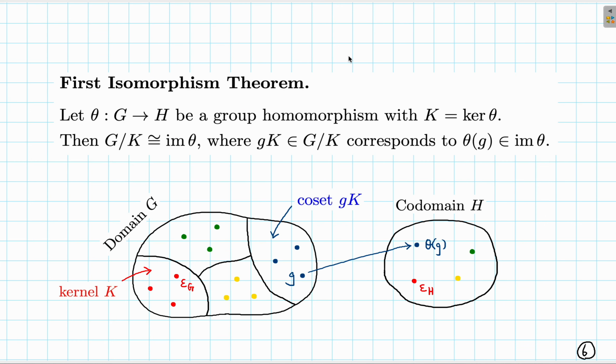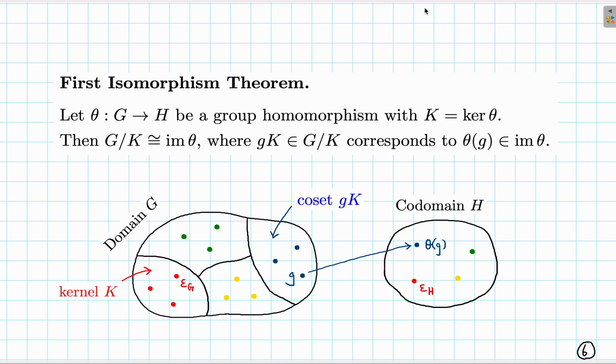Now here's the theorem that generalizes what we just observed in our example. It's called the first isomorphism theorem, which states the following. Let theta from G to H be a group homomorphism with K being its kernel. Then the quotient group G mod K is isomorphic to the image of theta, where the coset gK in the quotient group corresponds to the element theta of g in the image of theta. Once again, this is the generalization of what we just observed with our homomorphism lambda.